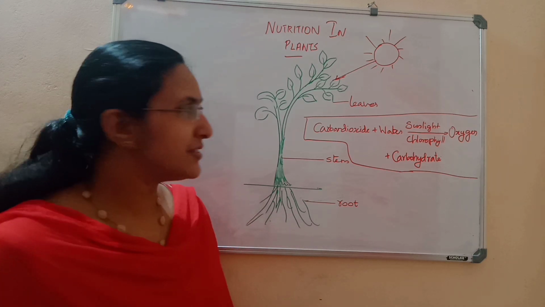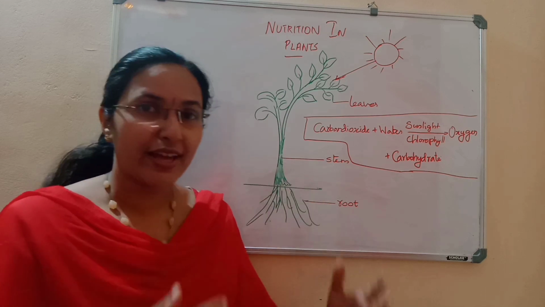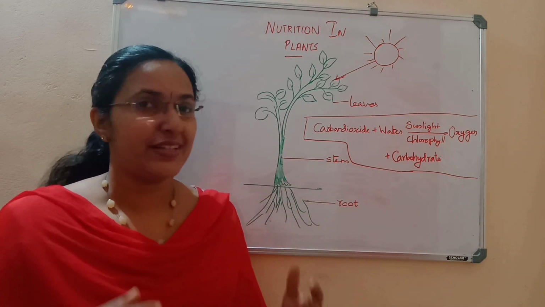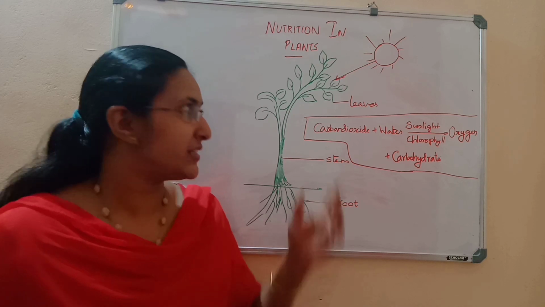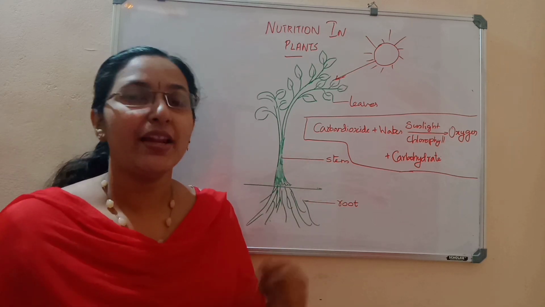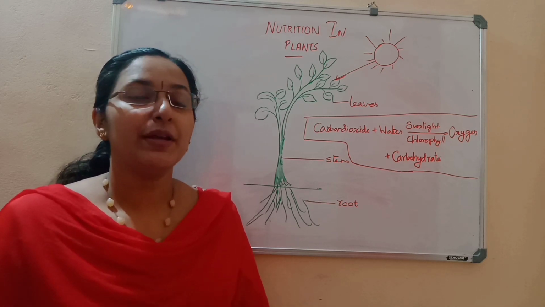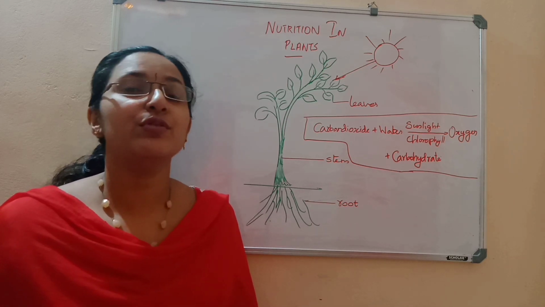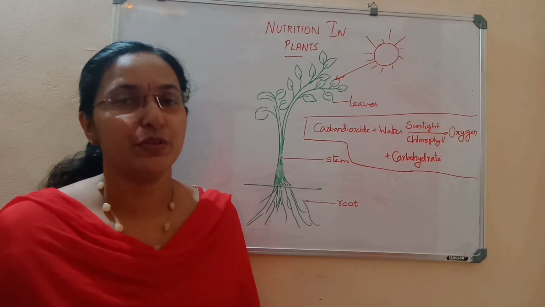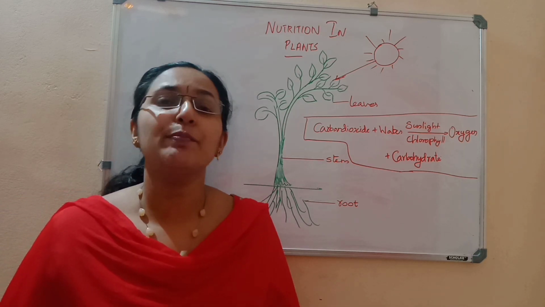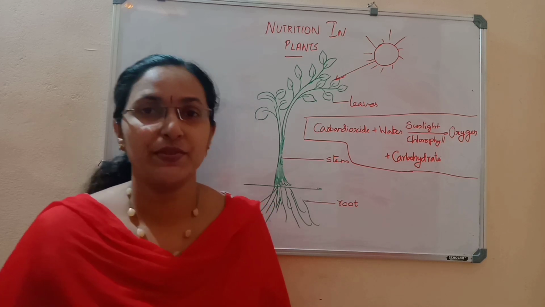Autotrophic nutrition means that organisms make their own food themselves. Plants belong to autotrophs. And about heterotrophic nutrition, those organisms depend upon other organisms for their food. Animals belong to heterotrophs, and some plants also belong to heterotrophs.